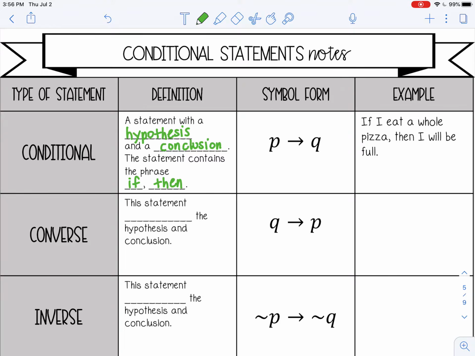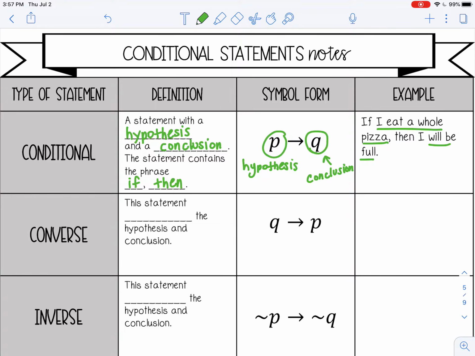The symbolic form for a conditional statement is P arrow Q. So the P is your hypothesis. That's your if. And the Q is your conclusion, the then part of the statement. So an example, if I eat a whole pizza, that is your hypothesis. Then I will be full. That is your conclusion.